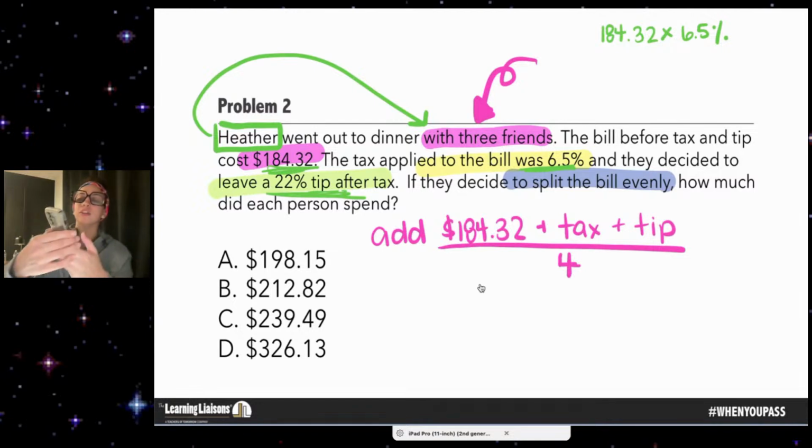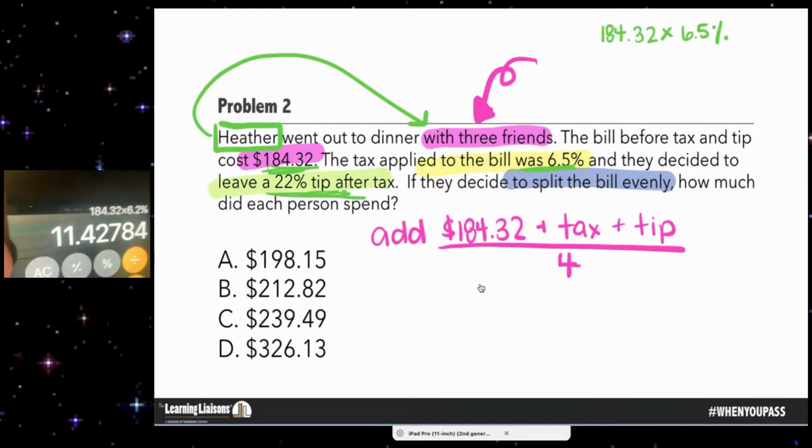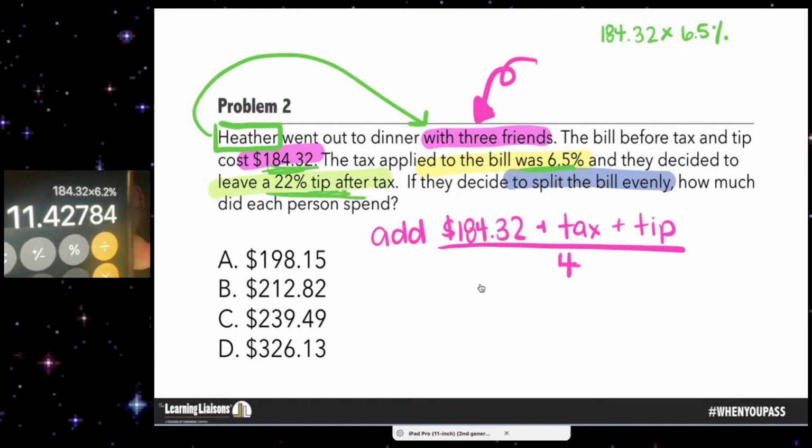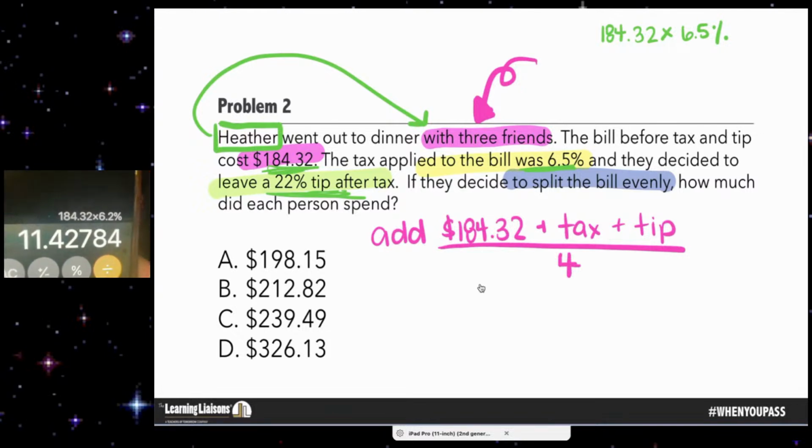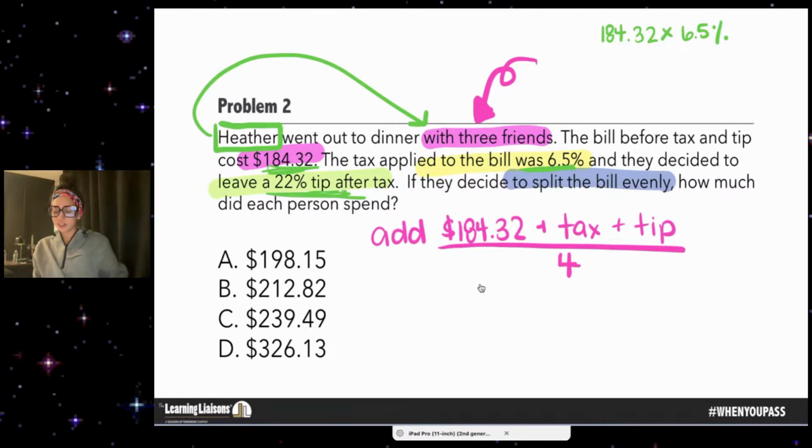So I can literally type in $184.32 times 6.2 percentage sign, and it will give me the correct answer. That, I have not tried that. That is crazy. I can assure you that most of you, when you are handed your 4-function calculator, are not going to have that ability. So we're going to talk about how to do this without that function.